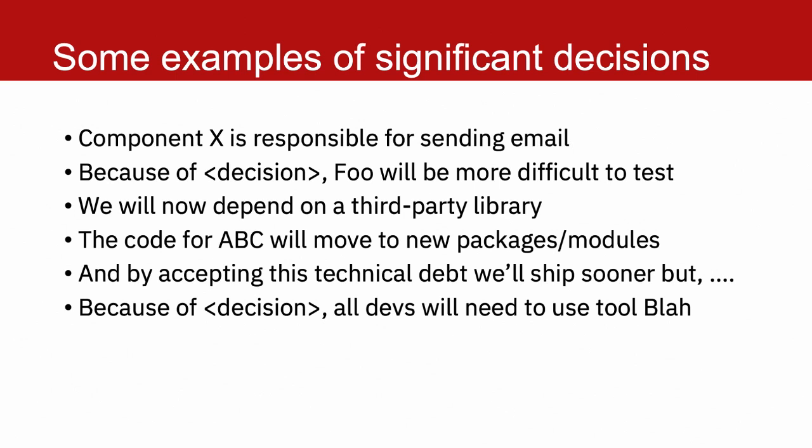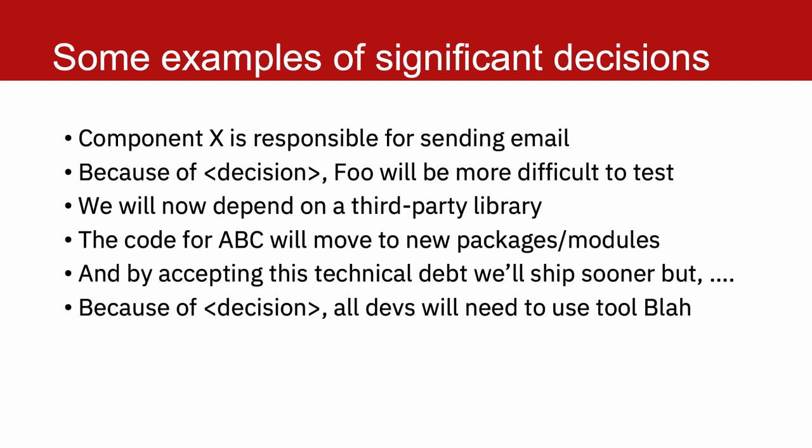So responsibility. Component X is responsible for doing something, in this case, sending an email. You've assigned a responsibility. You just made an architectural decision right there by saying that component is going to be the thing that sends the email. Implications of stuff: because we made whatever decision, now things are going to be more difficult to test. Okay, so you just influenced testability. That is something that might be worth discussing as a team. Third-party library dependencies, always a good call, especially if you have to pay for them. Always something you should think about a bit and possibly capture.